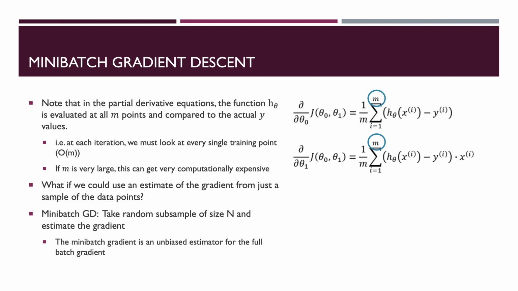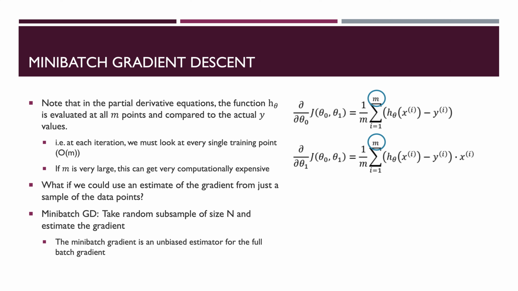Now let's look back at the partial derivative equations that we had. So here we're evaluating the error, or the distance between the actual data points and the predicted data points for all of the m points. In the example before, we only had to touch like 100 points, but if we have a huge data set, this can get really computationally expensive and restrictive. So at some point, someone had the idea of estimating the gradient from just a sample of the data points. And it turns out that this actually works pretty well.